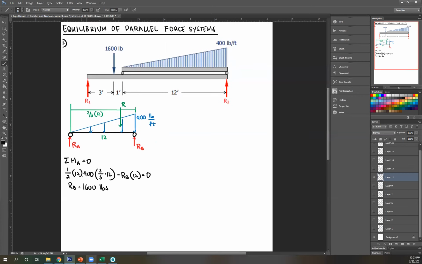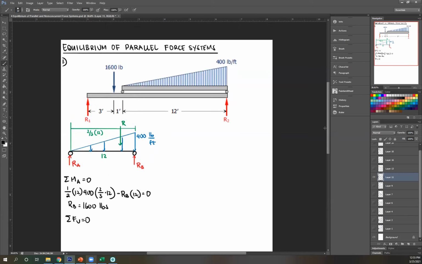Okay, next is to solve for RA. Solve for RA is easy. That's just summation of forces vertical. Since everything is vertical, equals 0. So looking here, RA is upward, therefore positive, minus R. Once again, R is the area of your moment diagram, so 1/2 base times height. And then plus RB. And RB is 1,600, then equals 0.